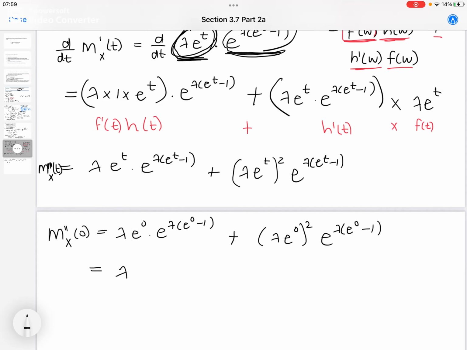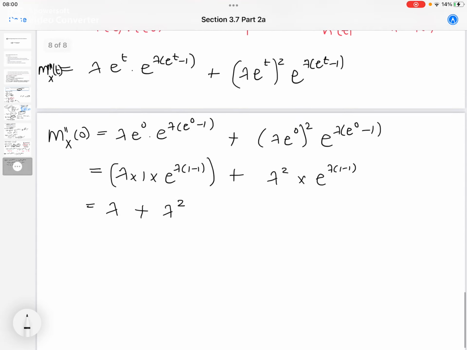And so at the end, what we have is lambda times 1 times e to the power lambda (1 minus 1), plus lambda squared times e to the power lambda (1 minus 1). So at the end, you have lambda plus lambda squared. Isn't it true? So you have lambda plus lambda squared, and so the expected value of x squared is equal to lambda plus lambda squared.